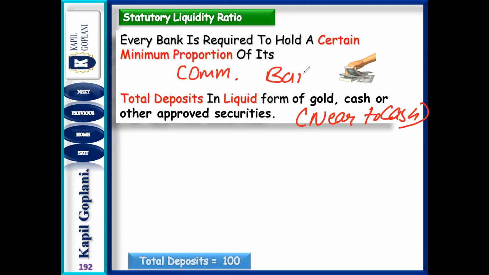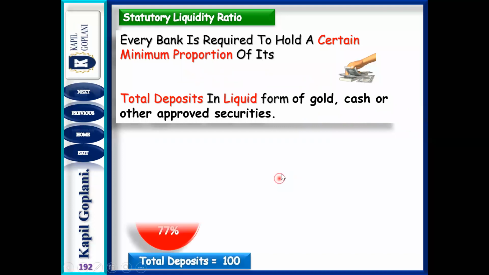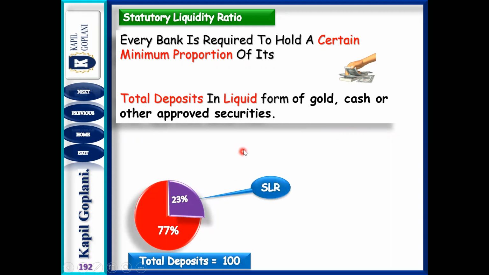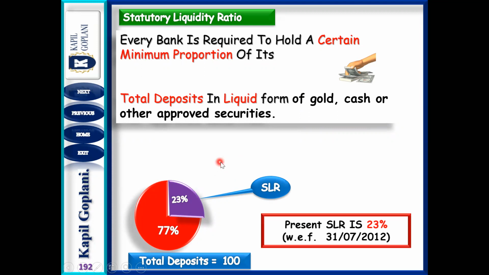You do not have to deposit this with the RBI. SLR is to be kept with the commercial bank itself for the customers. Take for example, if SLR is 23%, then if your total deposit is 100%, you can give 77% as loans, but you have to keep 23% with yourself. Why? Because of the current demand of the consumers if they come to withdraw. So this was the case of SLR.